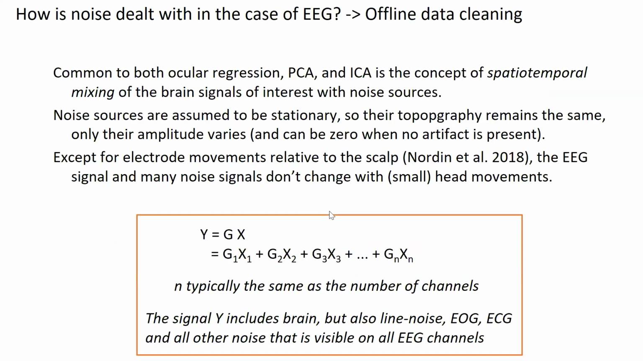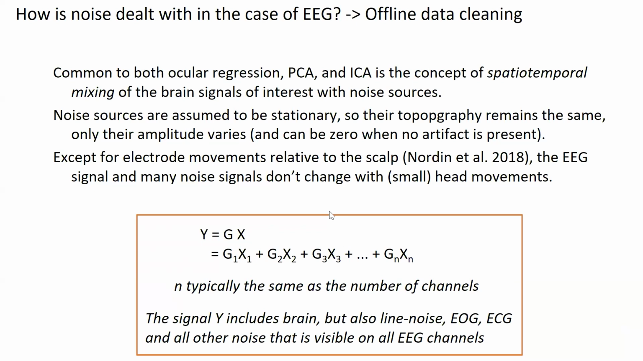With the EEG, it's also very important that we have offline data cleaning. Common to both ocular regression, PCA, and ICA type of method is the concept of spatial temporal mixing of the brain signals of interest with noise sources. These noise sources are usually assumed to be stationary, so their topography remains the same, and it's only the amplitude of the noise that varies.